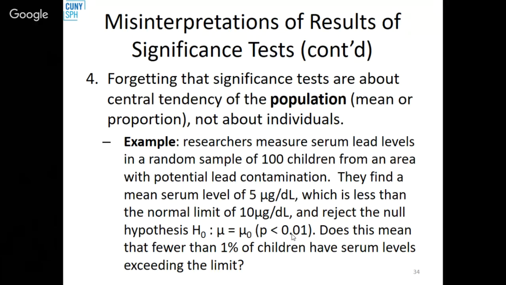With a p-value less than 0.01, this is a one-sample test looking at the blood serum levels of lead and finding that the mean in the population from which the sample is taken is less than this regulated limit. So does that mean that fewer than 1% of children have serum levels exceeding the limit?